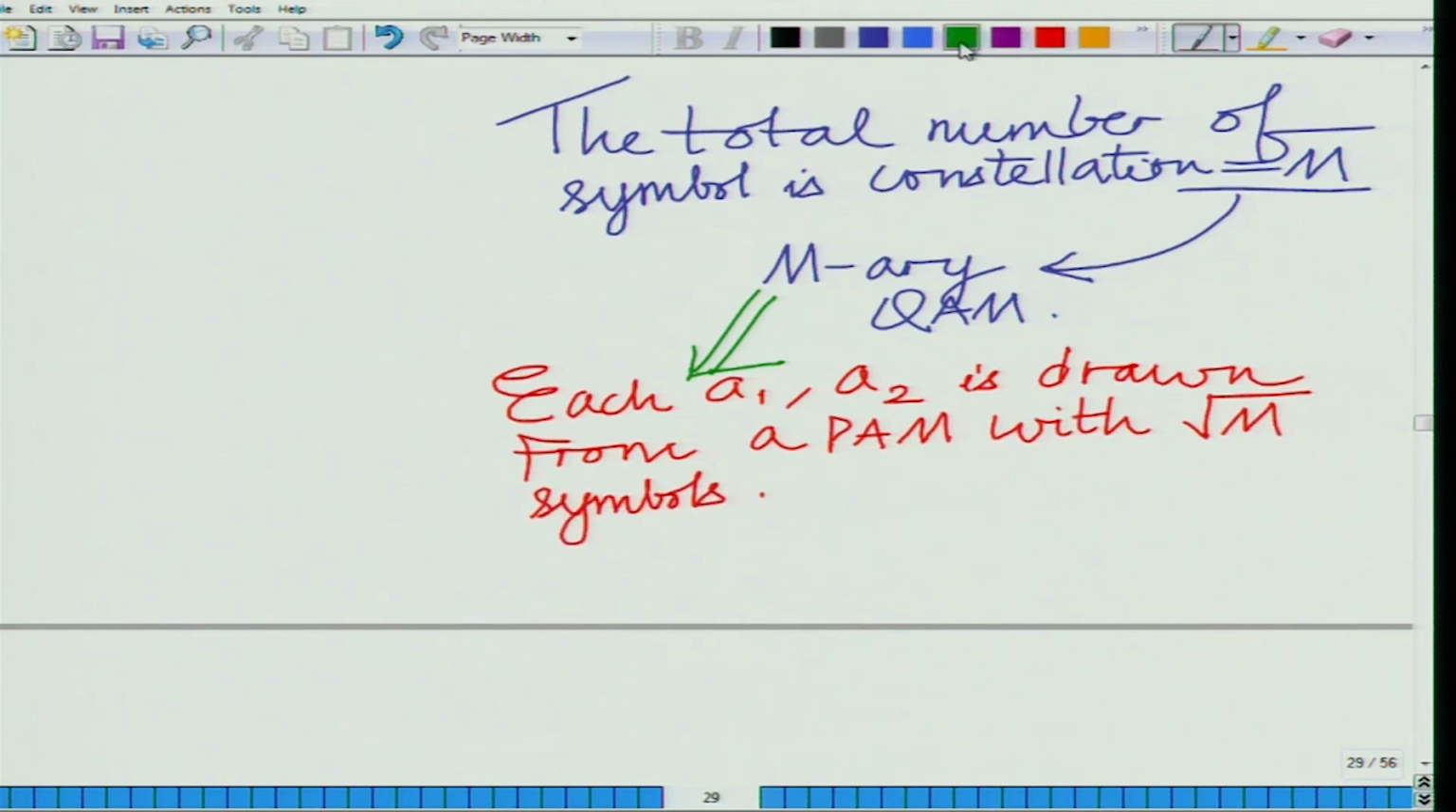This is a key observation. Each of A1 and A2 is drawn from a PAM constellation, a PAM symbol set with square root of M symbols. The reason is that A1 belongs to a PAM constellation with square root of M symbols, that is, A1 can be chosen in square root of M ways. A2 also belongs to a PAM constellation with square root of M symbols, so A2 can be chosen in square root of M ways.